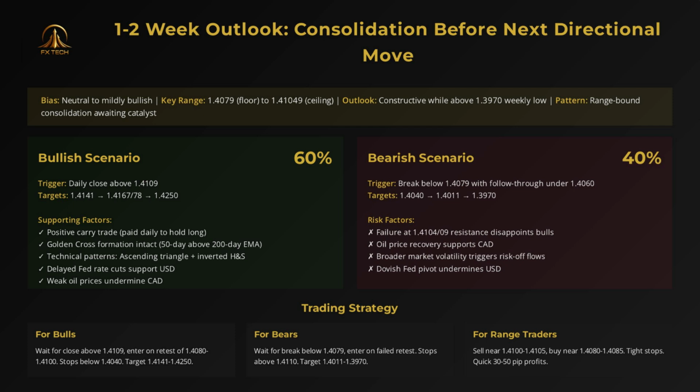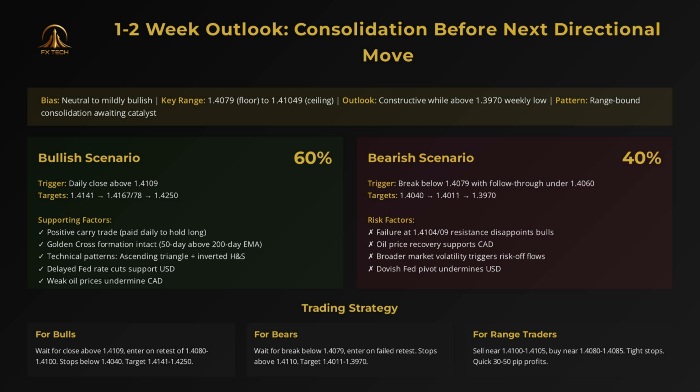The key catalyst will be whether bulls can achieve a sustained break above 1.4109, which would open the door to 1.4141 and potentially 1.4250. Conversely, failure to break higher and a move below 1.4040 would shift momentum back to the bears, targeting 1.4000 and potentially 1.3970.